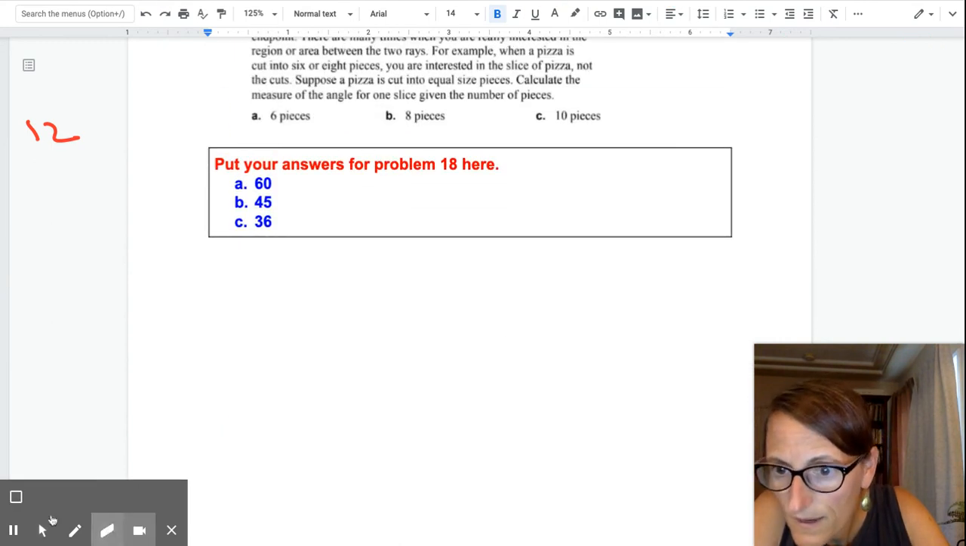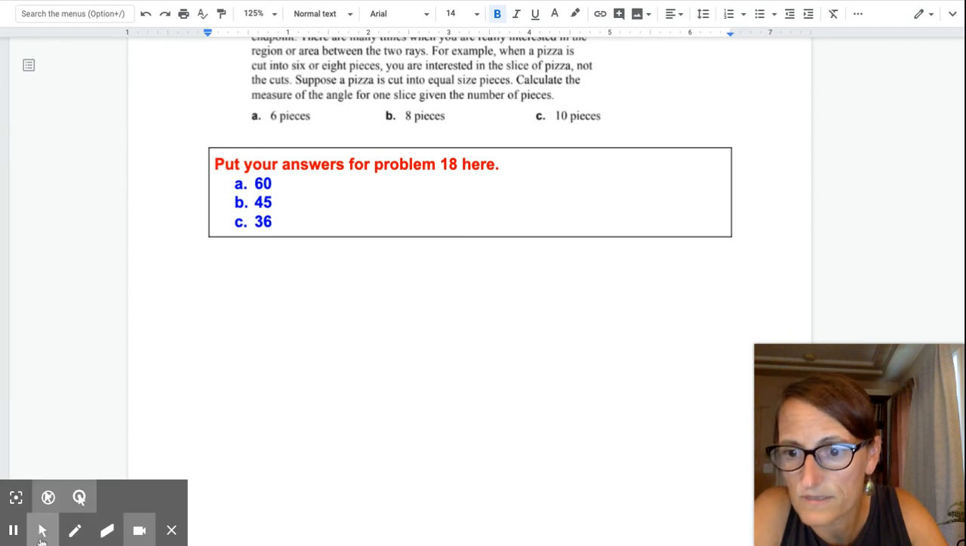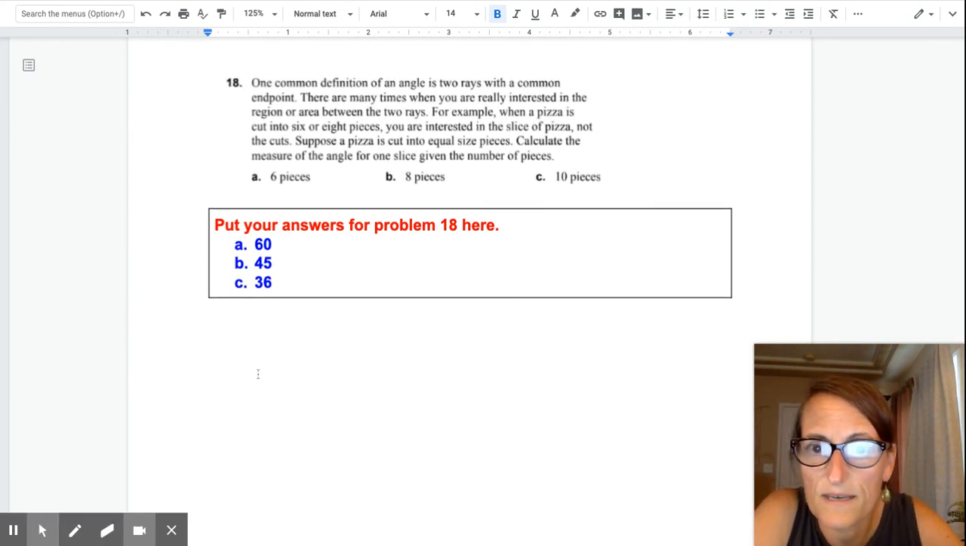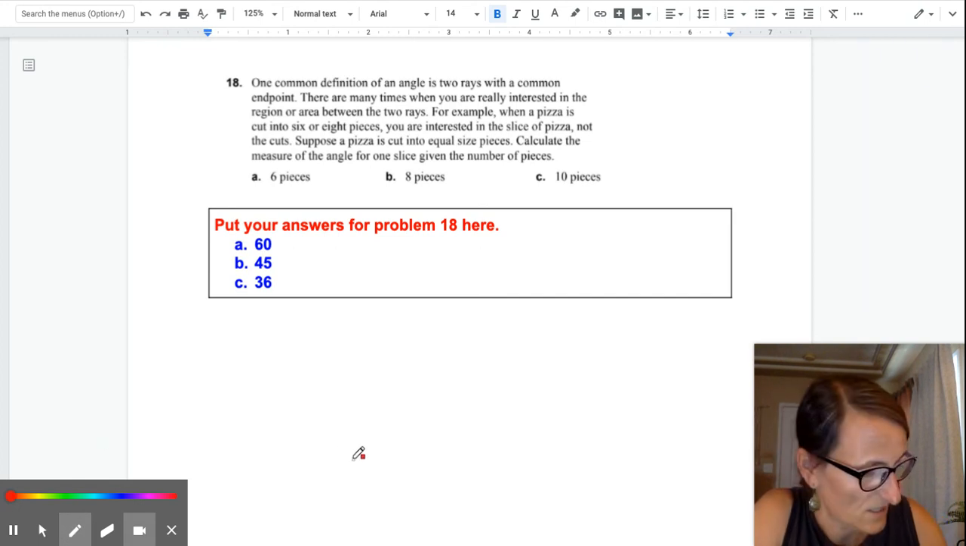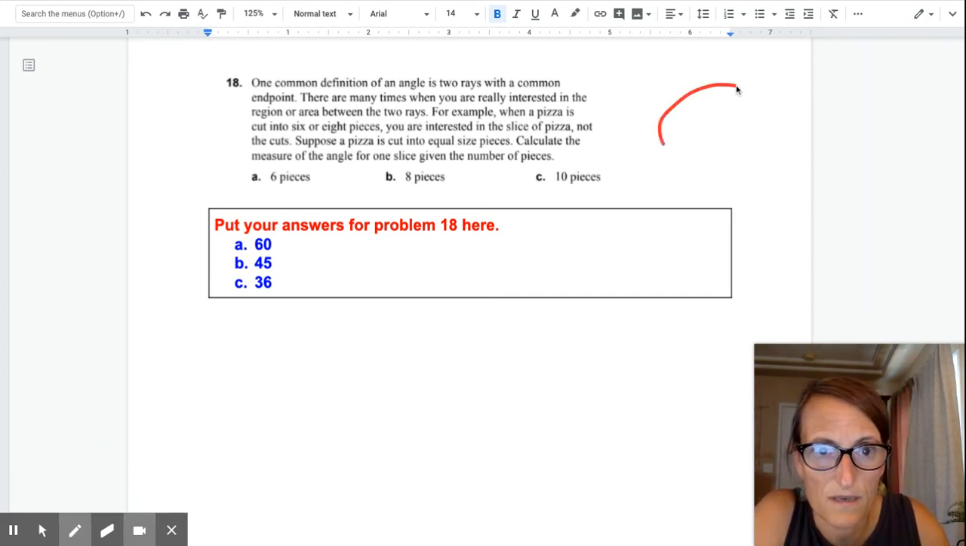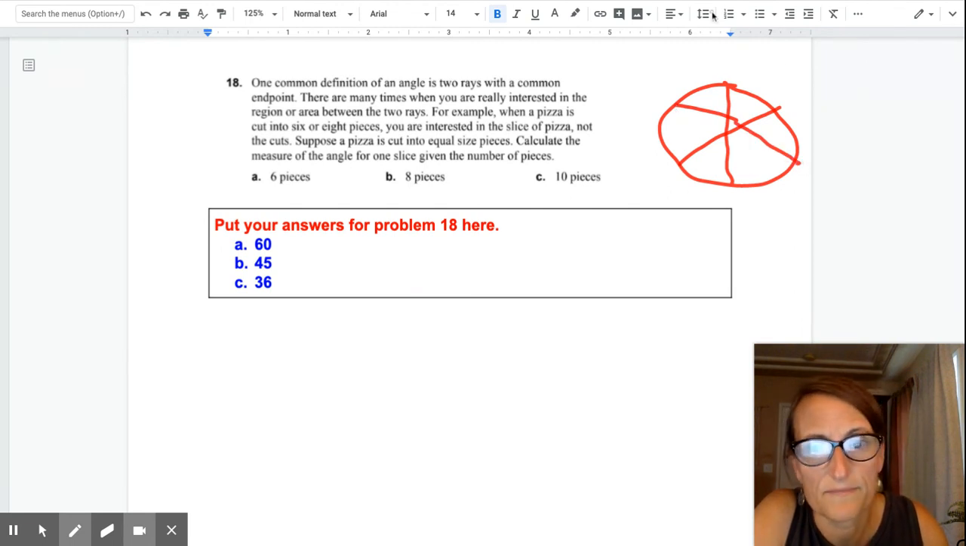Okay. Then the last problem is just about slices of pizza. So if you take a full pizza and cut it into 6 pieces, it's just asking how many degrees is each piece. So if you cut it into 6 pieces, you're taking the 360 and dividing by 6. So 360 divided by 6 is 60.